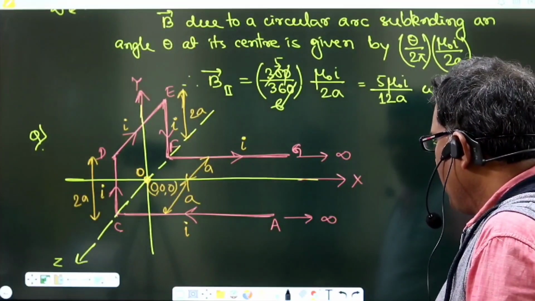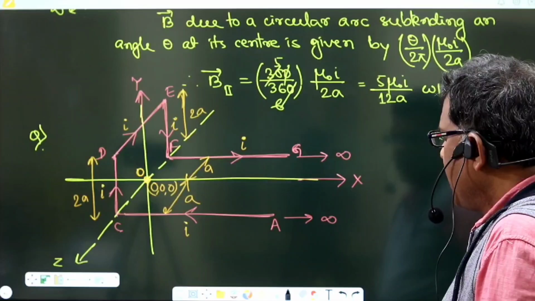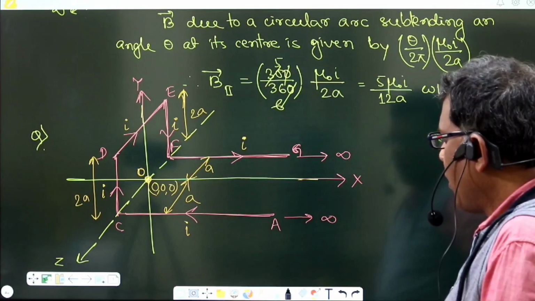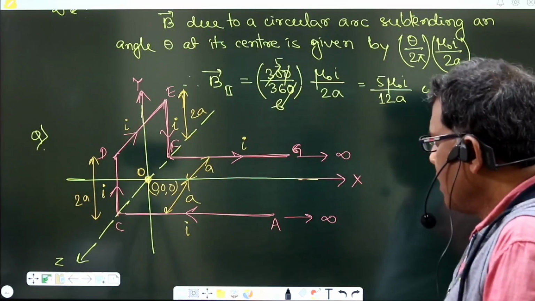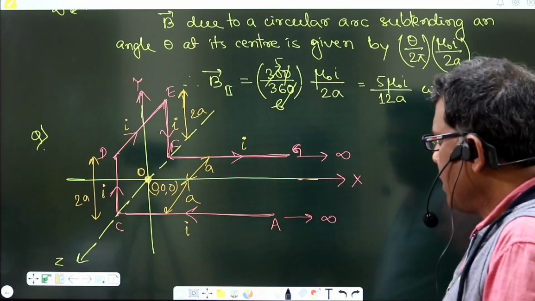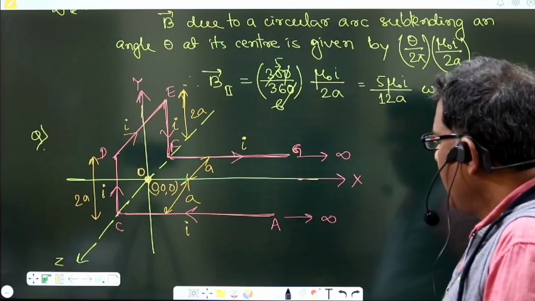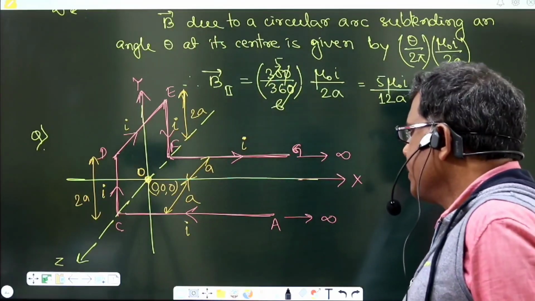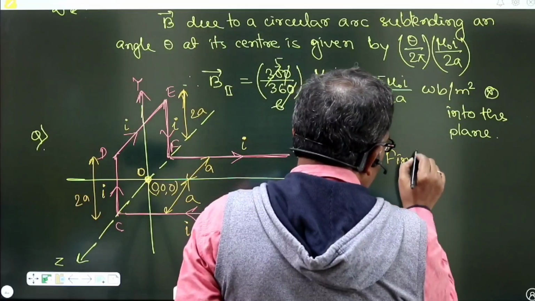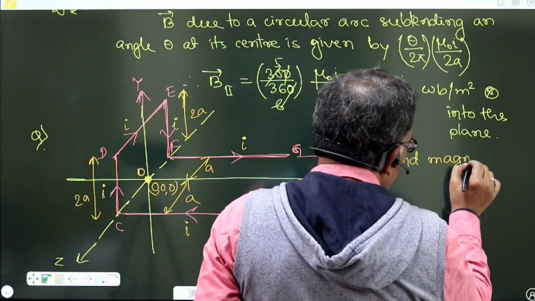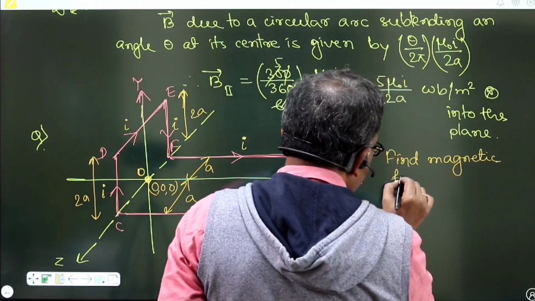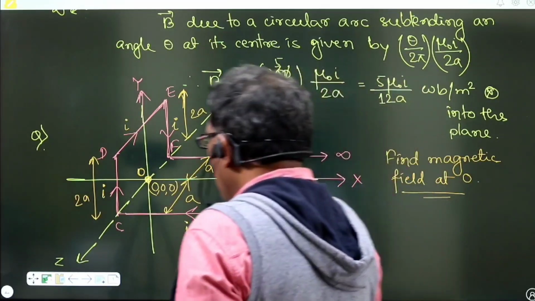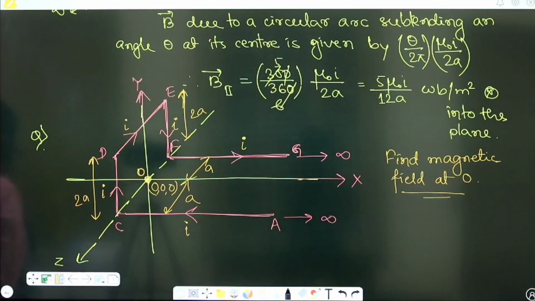So AC is lying on the XZ plane, CD is on YZ, DE is also on YZ, EF is YZ. So CD, DE, EF, these three parts are lying on YZ, and AC and FG are lying on XZ. So find the magnetic field at O. All are just straight sections only, straight wires.